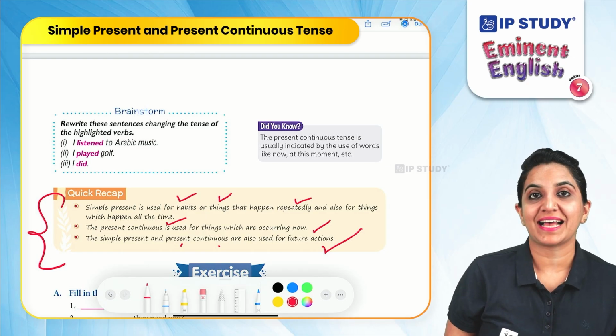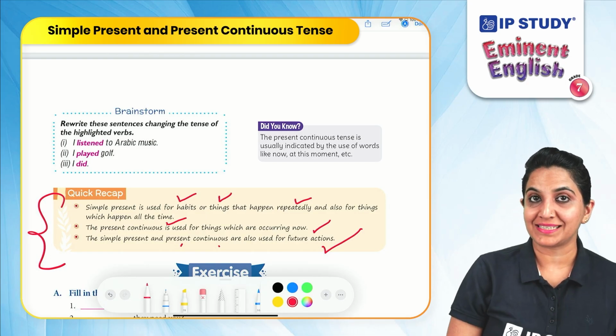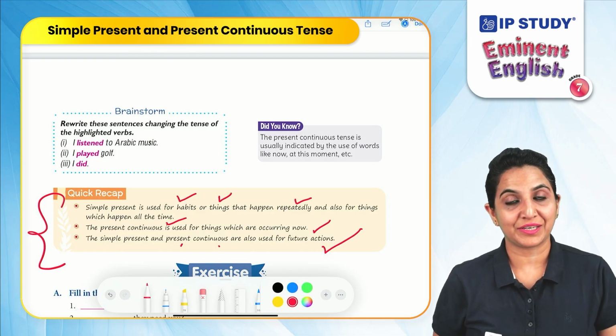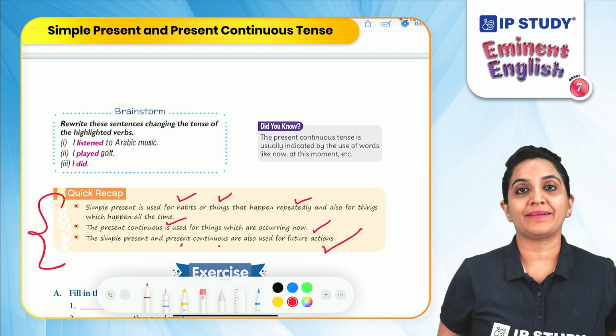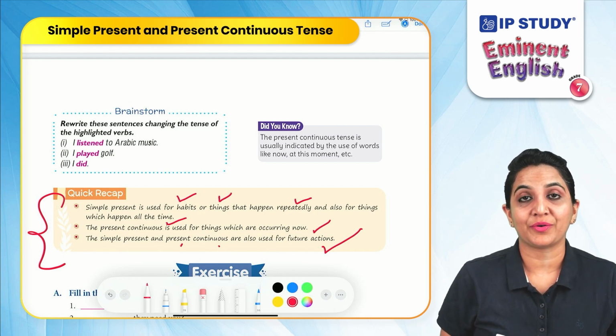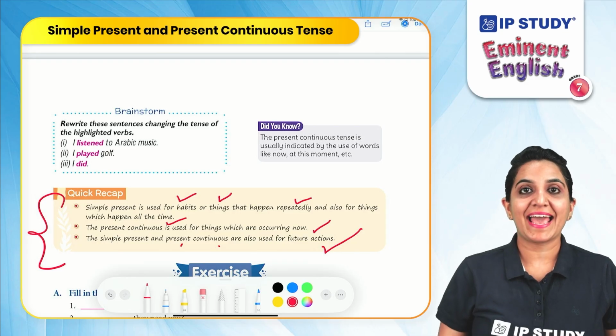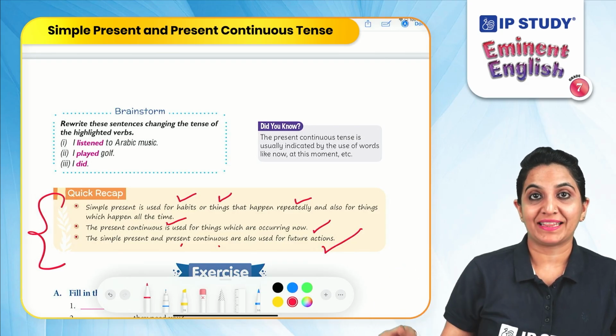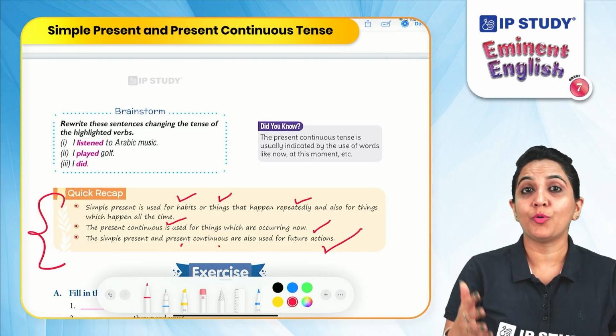So with this, I hope that simple present tense and present continuous tense both are clear to you. You can use them in your everyday life and you'll be able to identify them as you read more and more stories and novels.